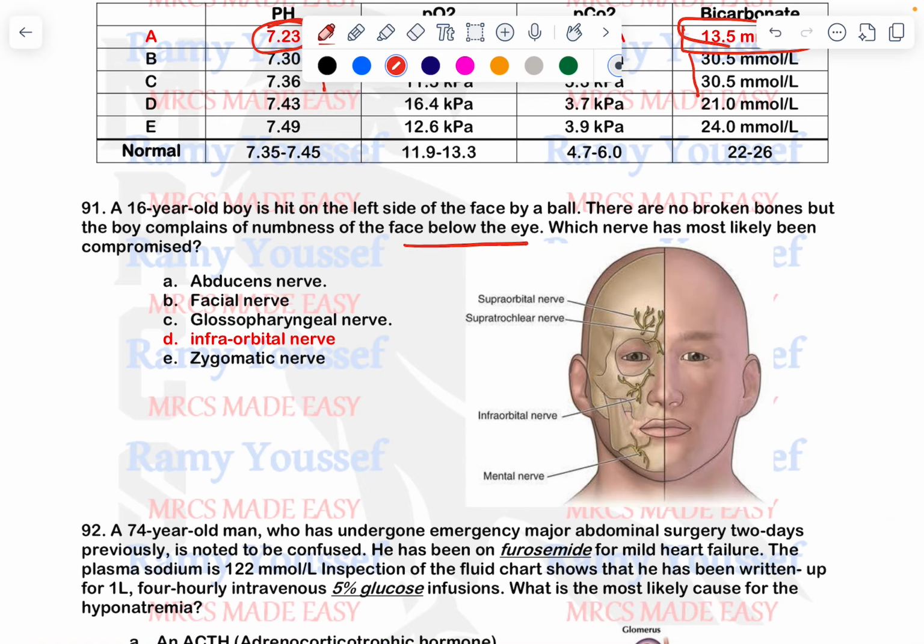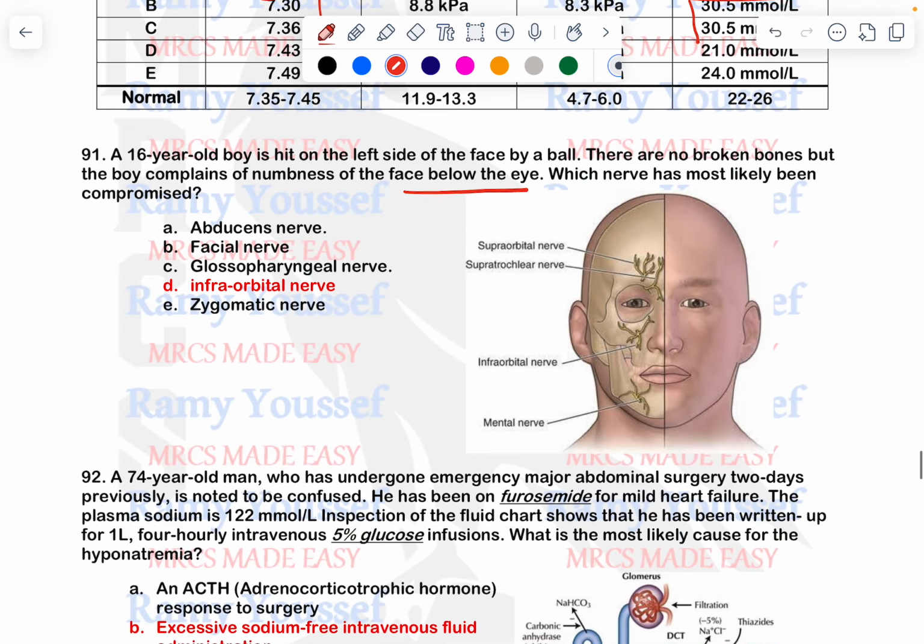A 74-year-old who has undergone emergency major abdominal surgery 2 days previously is noted to be confused, and is on furosemide for mild heart failure. The plasma sodium is 122. What is the most likely cause of hyponatremia? Overgiving of IV fluid, not less than sodium-free fluids.